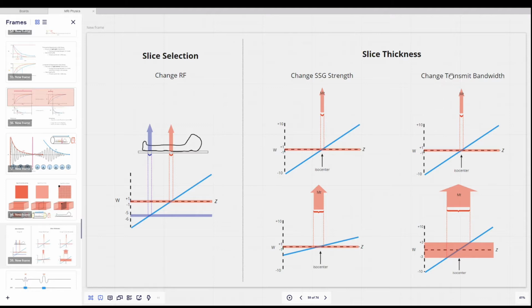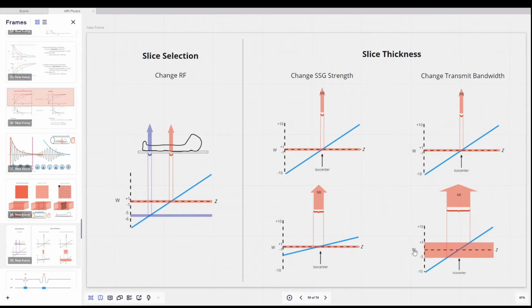The other way to do this was to change transmit bandwidth over here, right? And to review, all the transmit bandwidth means is the range of frequencies that you apply your RF pulse over, right? We said you can't apply an RF pulse at 5 and 5 only. It's actually a range, and you can make that range wider or narrower. So here our transmit bandwidth is 2, because we're transmitting between +1 and -1, and we get this thick of a slice.